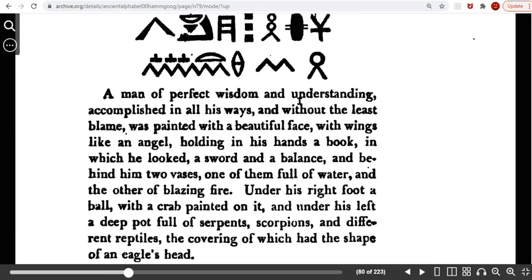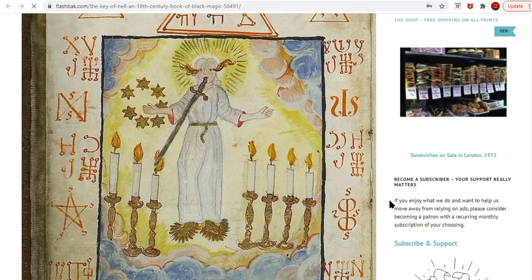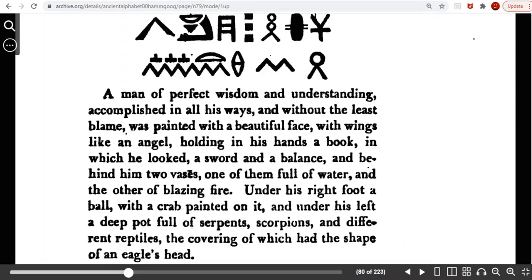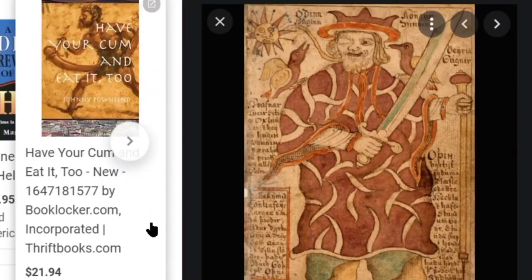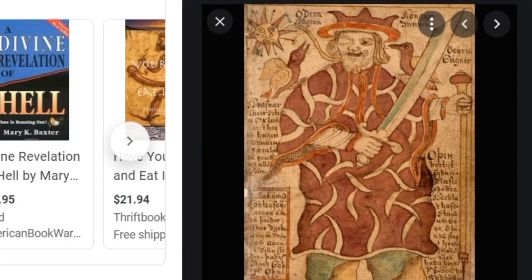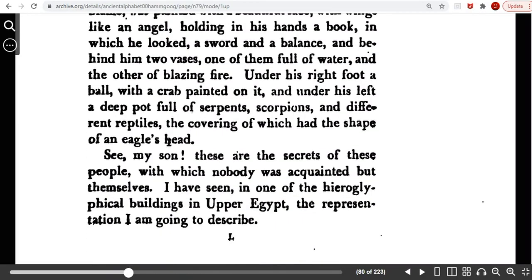So a man with perfect wisdom and understanding, accomplished in all his ways, and without the least blame, was painted with a beautiful face, with wings like an angel, holding in his hand a book in which he looked, a sword and a balance, and behind him two vases, one of them full of water, the other of blazing fire. Under his right foot a ball with a crab painted on it. Under his left foot a deep pot full of serpents, scorpions, and different reptiles, the covering of which had been the shape of an eagle's head.